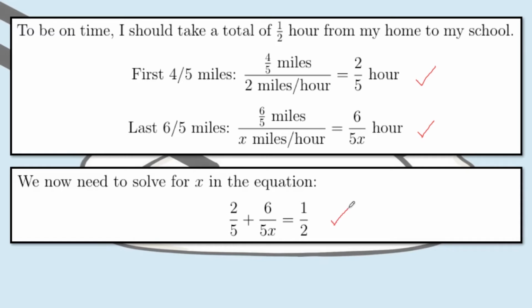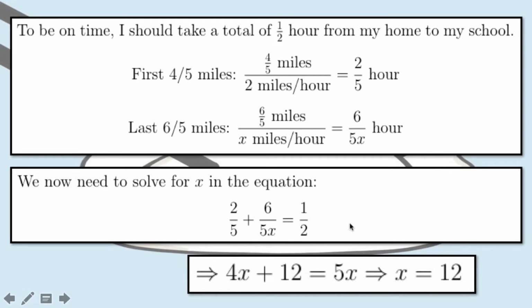This is just simple algebra, and we can do it as follows. Let us multiply both sides of the equation by the common denominator of the terms. It's going to be 10x. So let's multiply 10x on both sides. We distribute 10x to 2/5 and 6 over 5x. 10x times 2/5 gives us 4x. 10x times 6 over 5x gives us 12. And 1/2 times 10x gives us 5x. So this is the result.